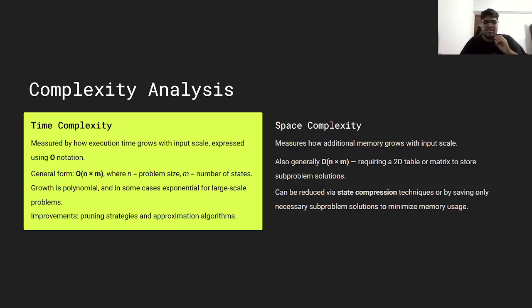Here is the time complexity and space complexity analysis. Time complexity analysis clearly shows that most dynamic programming problems are solved in polynomial time. Sometimes the growth can be exponential, and to improve on it, we use strategies such as pruning and approximation algorithms. In space complexity, we see that dynamic programming problems generally require 2D tables or a matrix to store subproblem solutions. However, in higher states and dimensions, we use state compression to save our space.